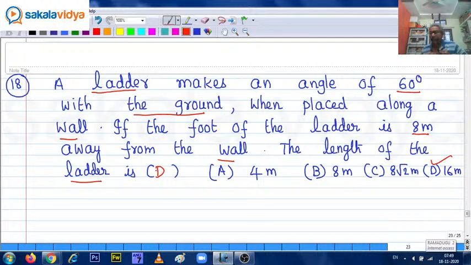Tomorrow we are going to complete this chapter, right? Then I will discuss similar triangles next.